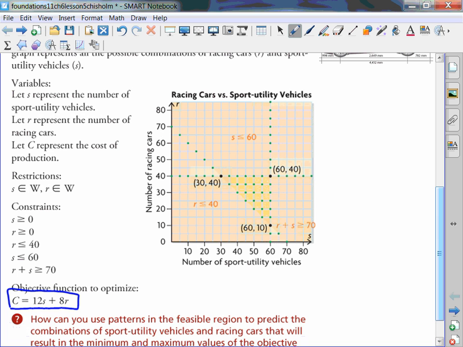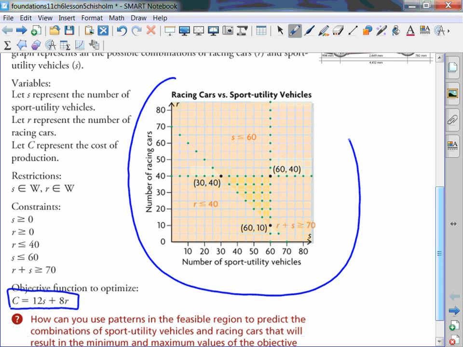Over here, they've graphed it for us. Take a look at how they've done it so nicely. We can see our vertical and horizontal lines that have to do with S being less than or equal to 60. That would be this boundary right here, and R being less than or equal to 40. Shading for each of those. For the vertical line, S is less than or equal to 60, so the shading was to the left. For the horizontal line, R is less than or equal to 40. The shading is below.